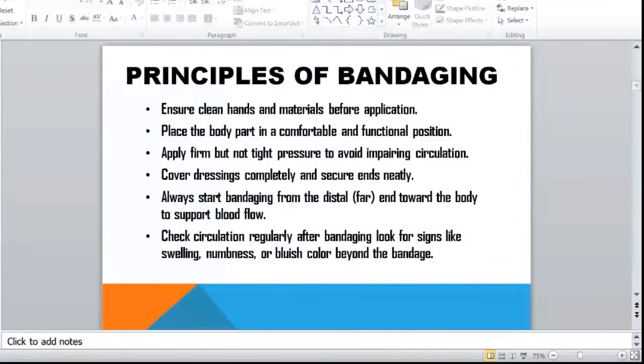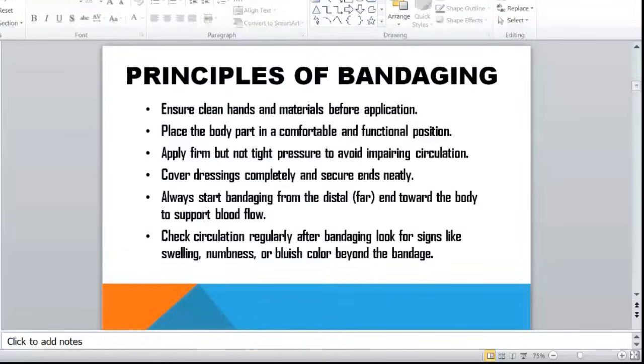Okay, good. So let's talk about the principles of bandaging here. What are the principles you need to know? When bandaging, you need to ensure that your hands are clean. Materials must be clean before application. Then you can place the body parts in a comfortable and functional position. So you don't just apply a bandage anyhow. There are principles to it. You have to apply firm but not tight pressure to avoid impairing circulation.